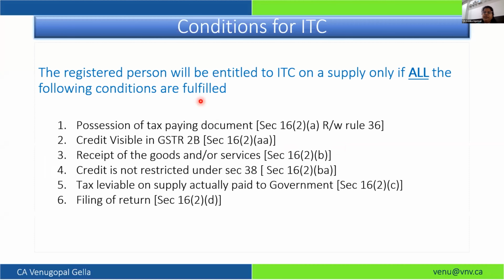So input tax credit, we won't be going into that. We will keep it limited to the GSTR 3B. Now, as you all know, these are the conditions which are given for claiming the ITC. The first part is possession of tax invoice. Obviously, you should have the document in order to avail the ITC.